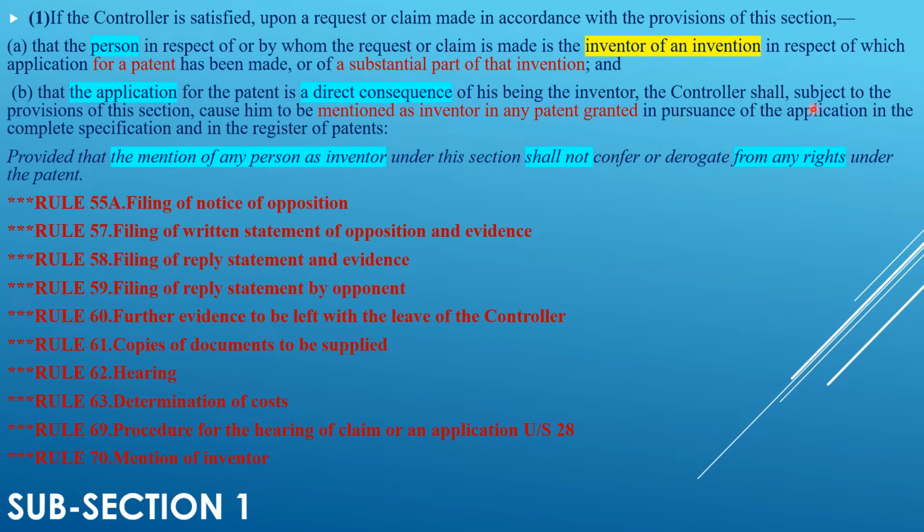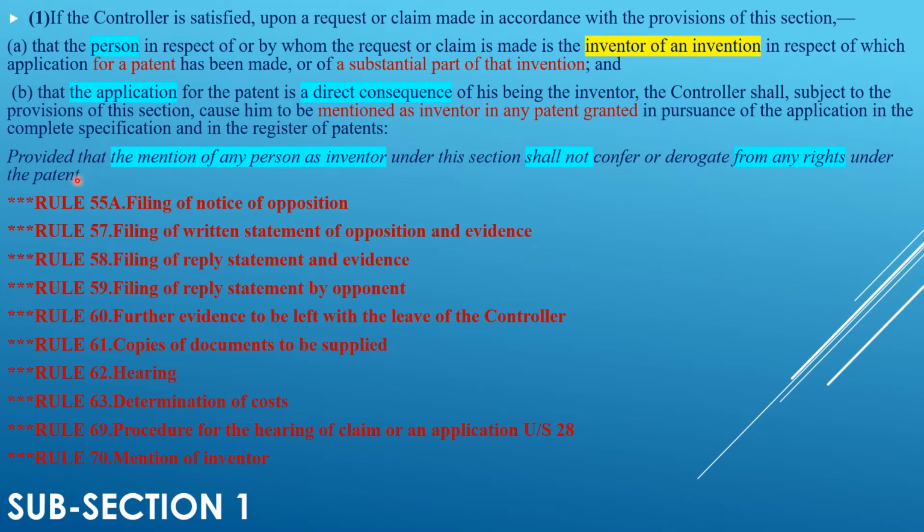The controller shall, subject to the provisions of this section, cause him to be mentioned as inventor in any patent granted in pursuance of the application, in the complete specification and in the register of patents, provided that the mention of any person as inventor under this section shall not confer or derogate from any rights under the patent.